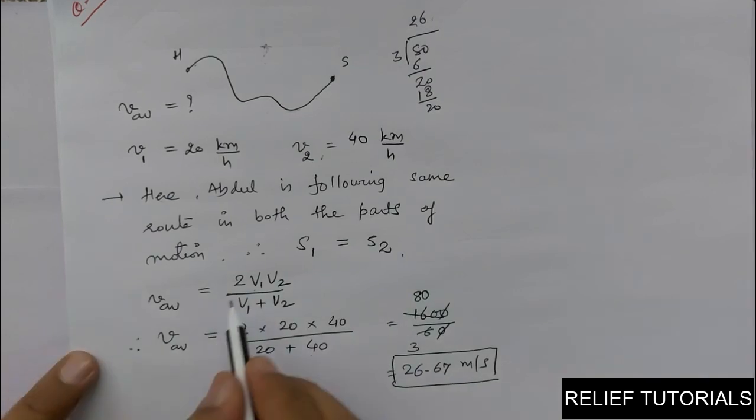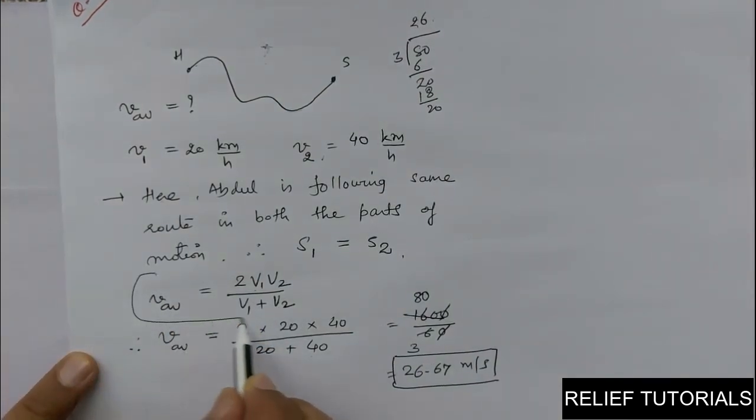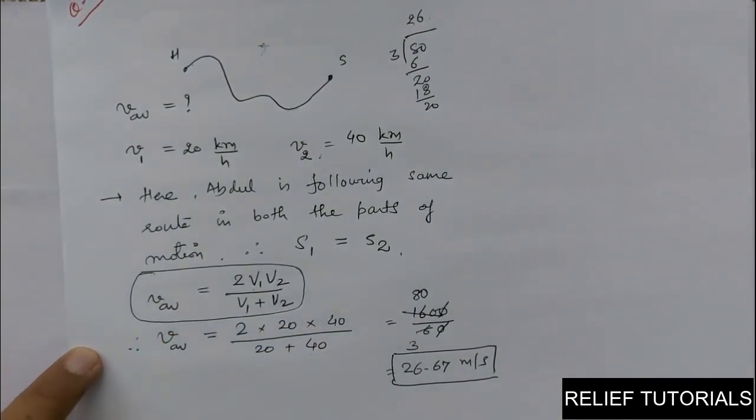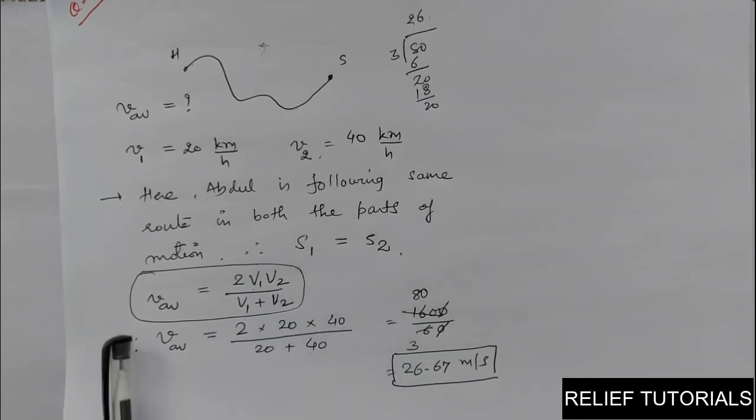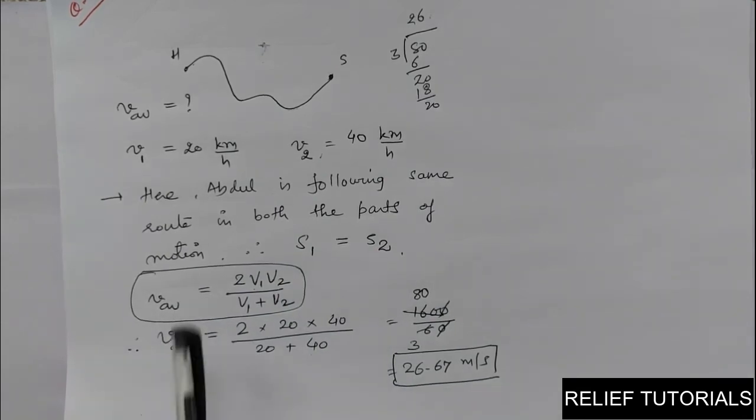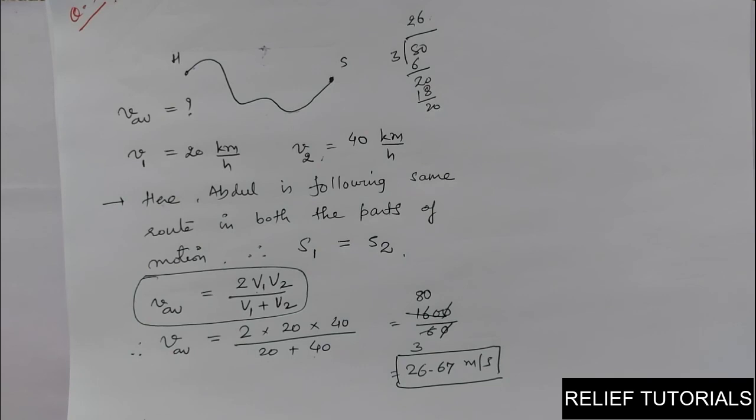If you don't know this formula, then you cannot solve this question easily. Yes, we have some other complicated way also. We have to assume the distance to be x and follow the long process. But here it's very easy that if you notice that the distances are the same, then we can use this formula, and in 1, 2 and 3 steps the answer is here.